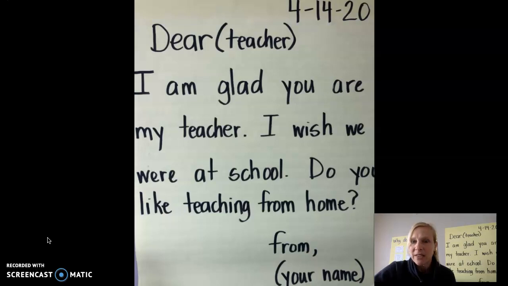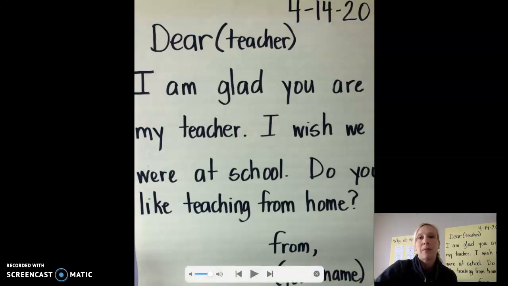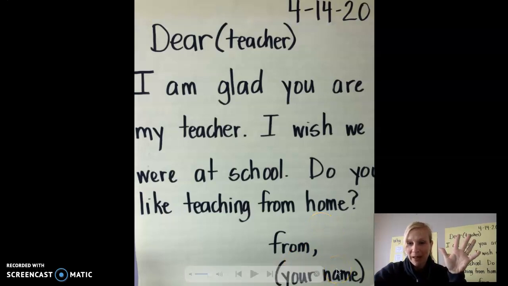So let's count and see if I have all 5 of the components. I have my heading, that's 1. I have my greeting, that's 2. I have the body of my letter, that's 3. I have a closing, that's 4. And then my name would go at the bottom, that would be 5.